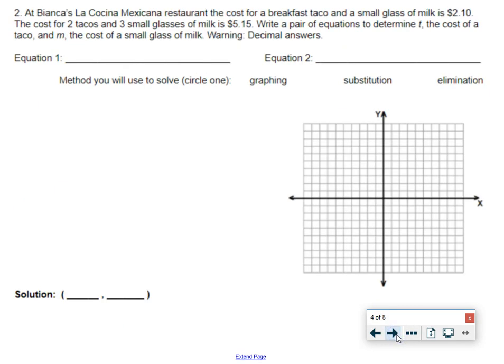Question 2 on the back of the first page. At Bianca's Mexican, I'm not going to even try to say that because I'm going to butcher it, so I apologize for not being able to pronounce that.